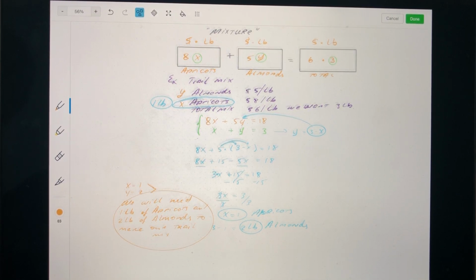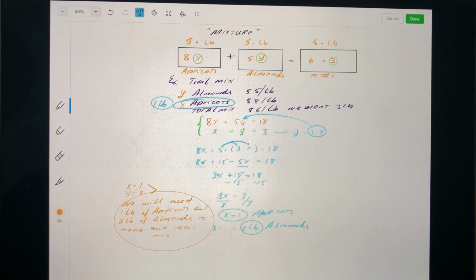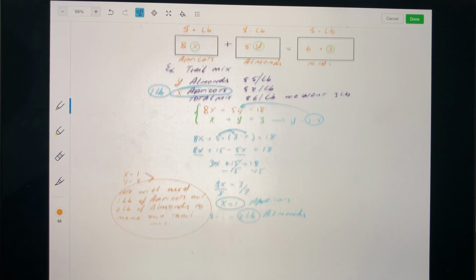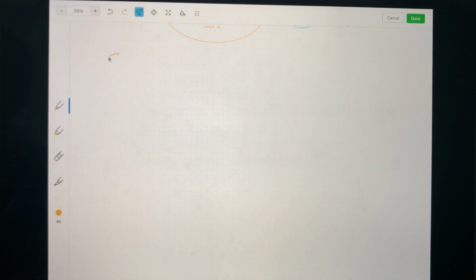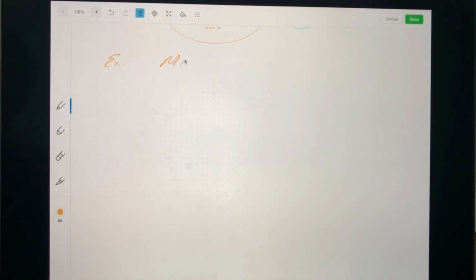In this video, let's continue and solve another mixture problem. This one is going to be where we mix two different accounts to make one investment. So here is another example for the mixture problems.